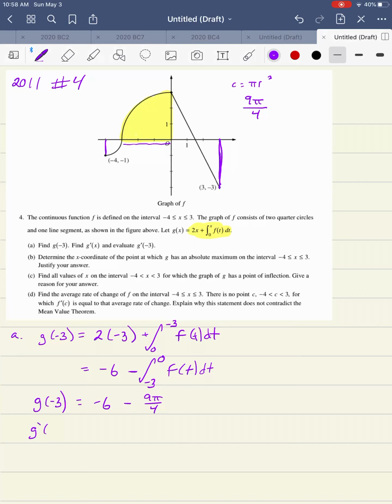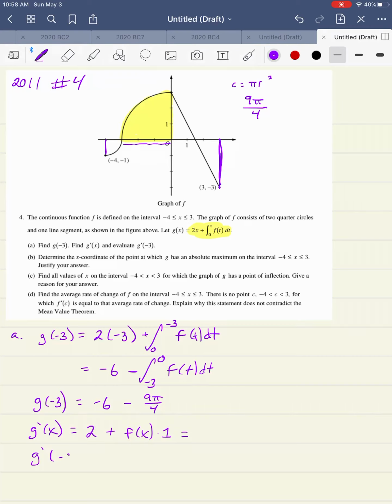All right, next is g prime of x. So g prime of x is the derivative, so the derivative of 2x is just 2, and then the derivative of an integral, so you take the upper limit and you replace the variable, you chain rule that. Since the lower limit is a constant, that's all 0, so we don't generally write the bottom part. So there's g prime of x.